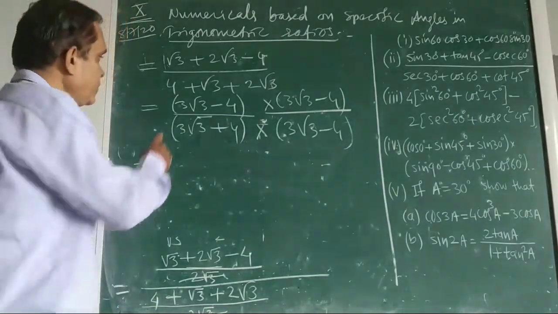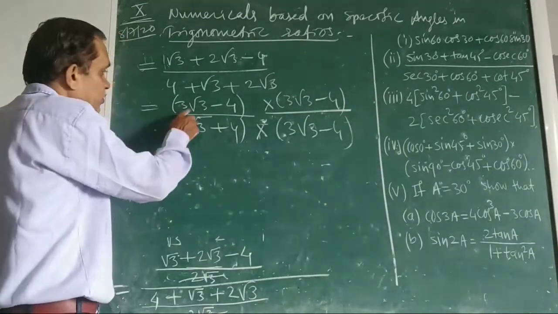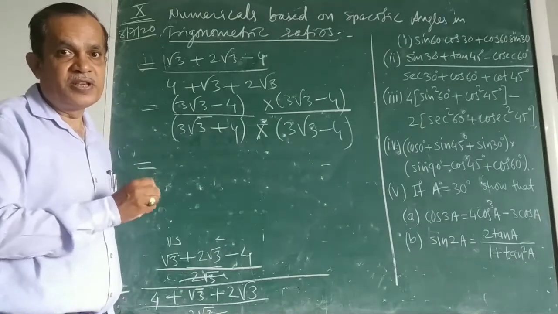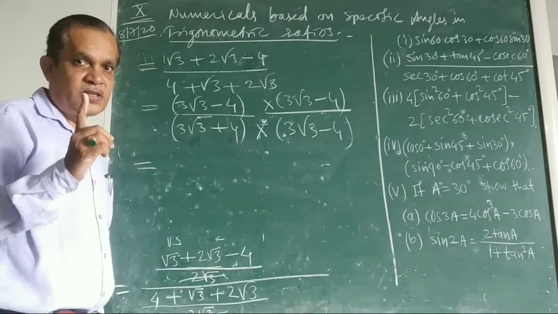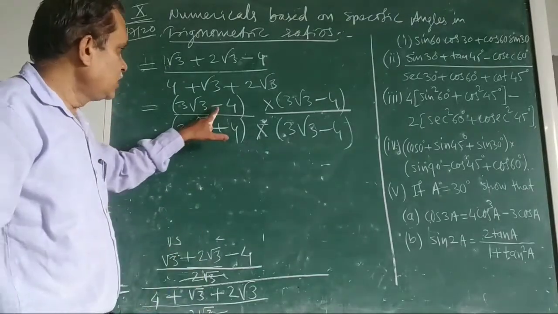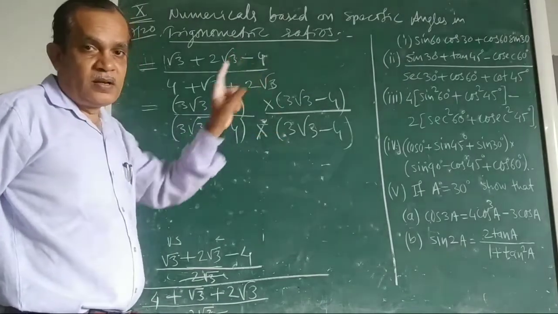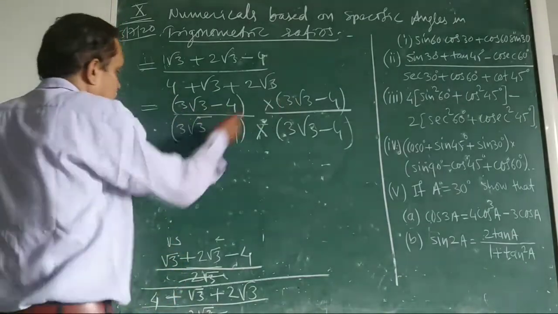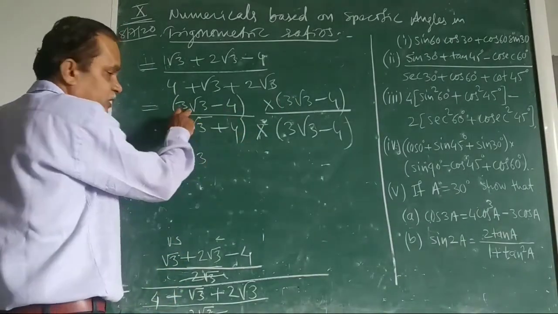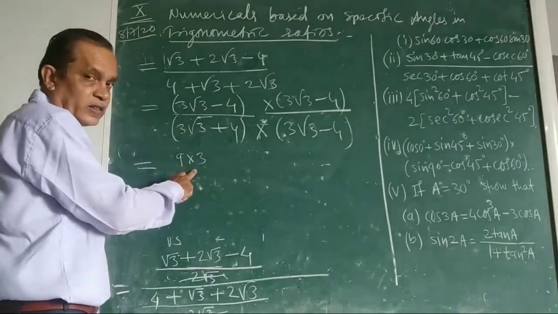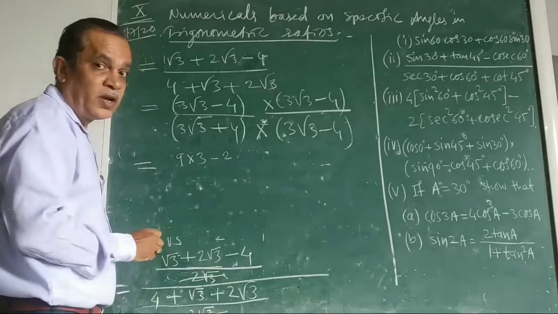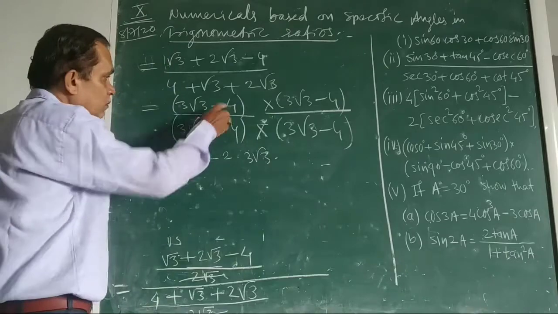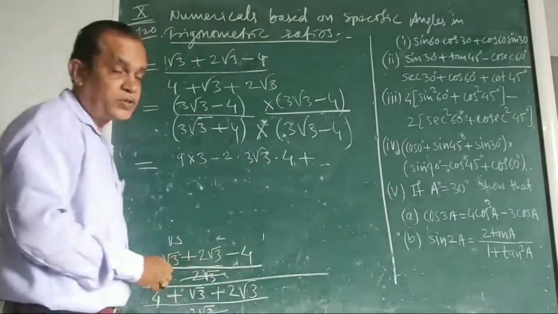So what is a? 3 root 3. A square is 3 root 3 bracket square. And 3 root 3 bracket square means 3 square multiplied by root 3 square. Okay, students, see these identities are very simple, provided we are writing properly and concentrating. Okay, so I am using identity now. 9 multiplied by 3, a square is 3 square, root 3 square 3, minus 2 times a 3 root 3, b 4, plus b square 4 square.